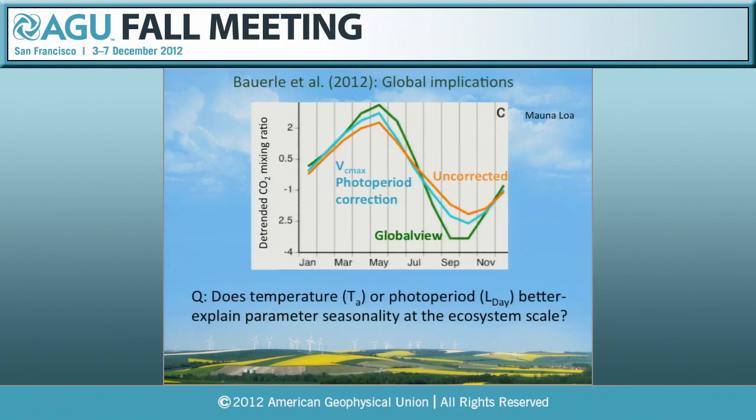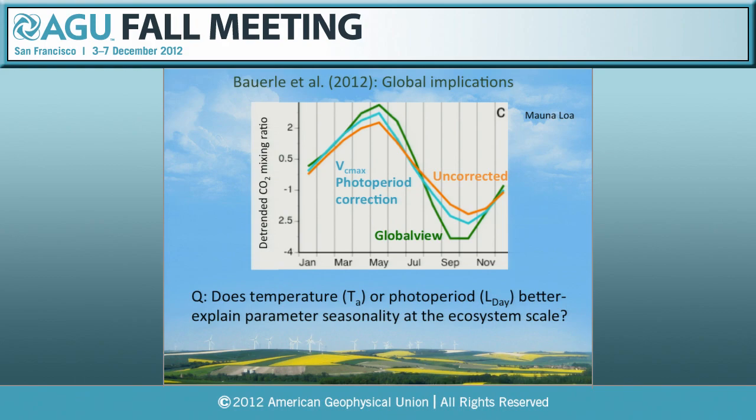After performing this correction, it has global implications. This is the detrended CO2 mixing ratio. I'm just choosing one site, Mauna Loa, but it worked globally. Compared with the uncorrected CLM model, the one that introduced the Vcmax photoperiod correction had a better fit to the detrended mixing ratio at Mauna Loa and other stations.